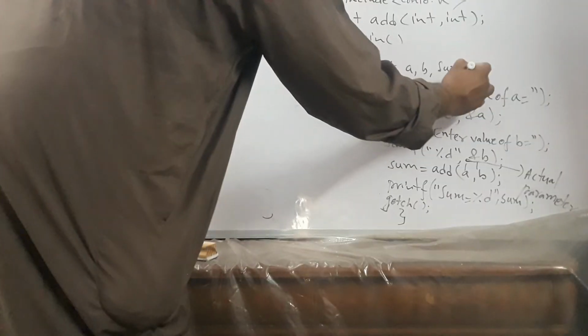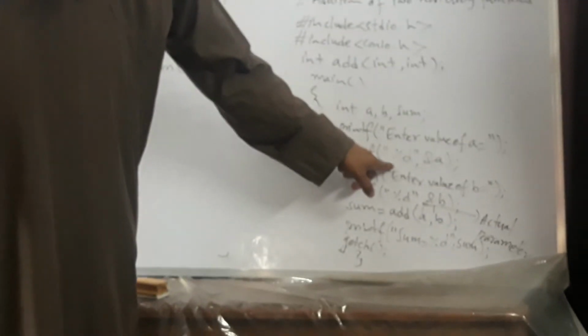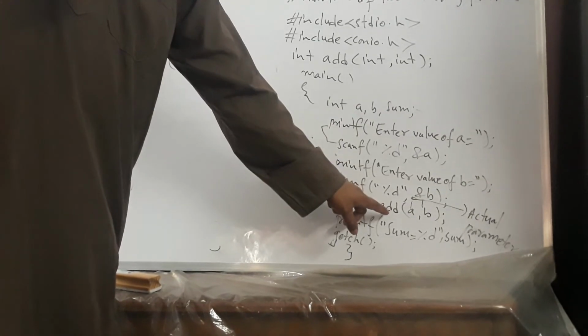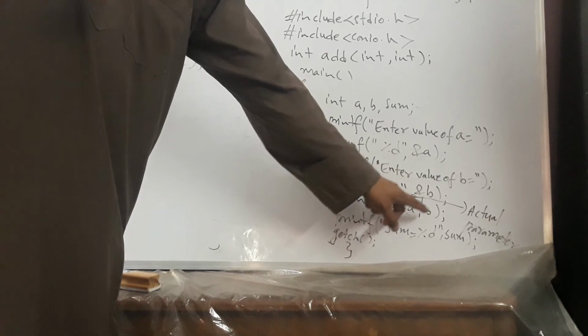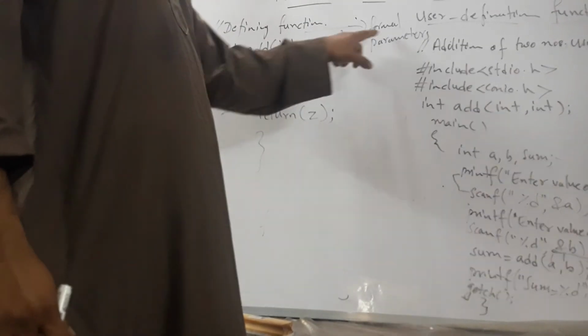The program is finished. Here we have written the declaration of variables, or we can say creating variables. Here we are printing with the help of the printf function, enter value of a, then scanf. We are accepting values of a and b from the keyboard, and making a function call with the help of these two parameters a and b. These are known as actual parameters also. The values are transferred to x and y, which are known as formal parameters.